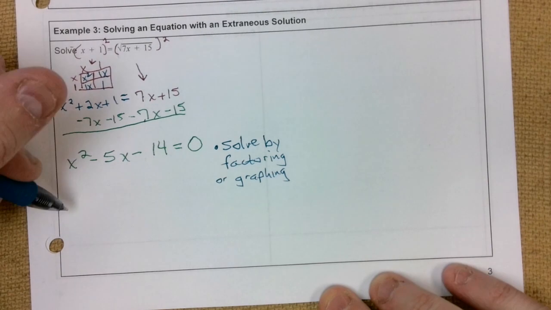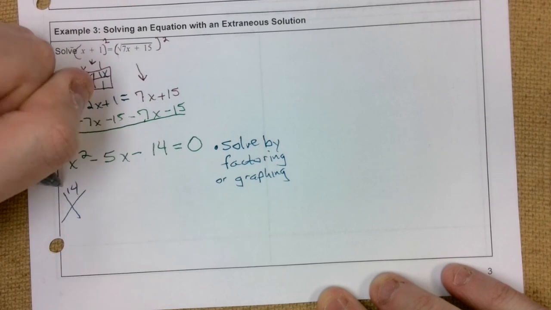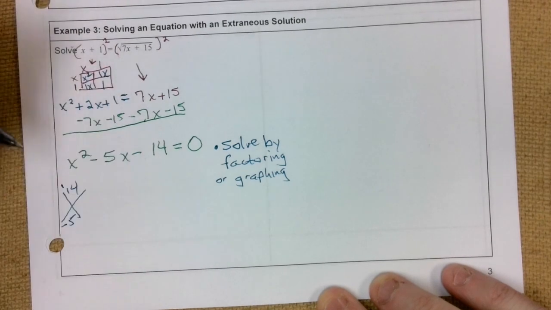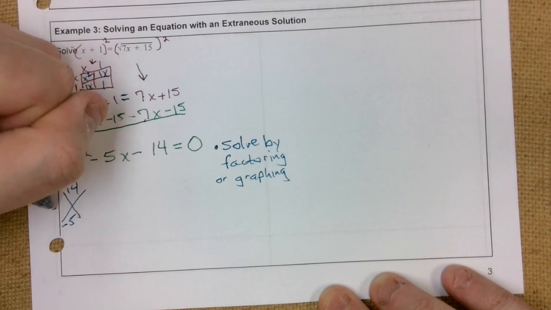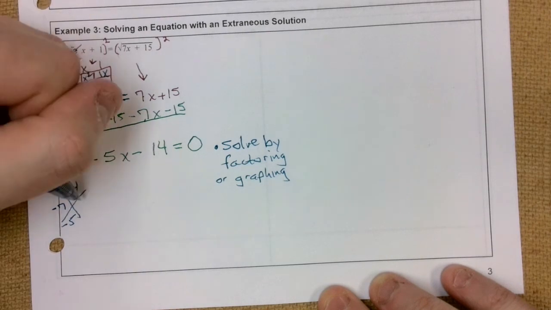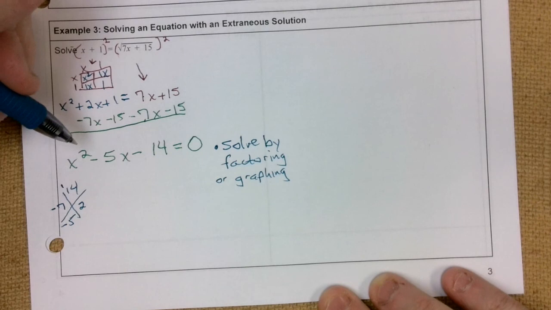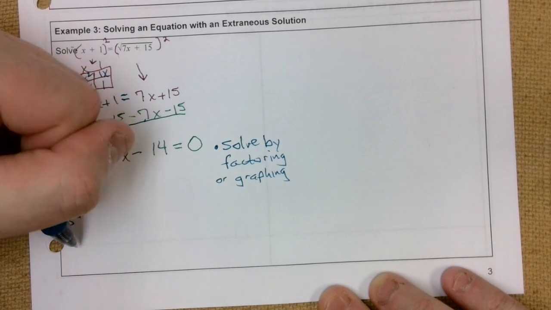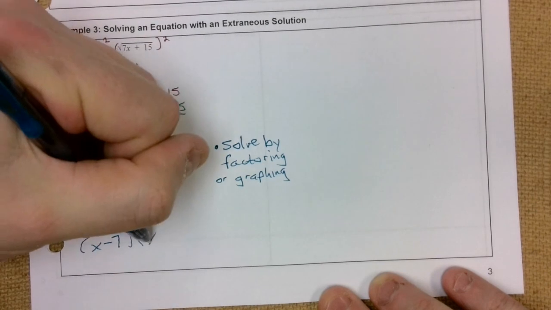So factor x squared, I got to put a negative 14 up there. I got to put a negative 5 down there. Two numbers that multiply to get negative 14 and add up to get negative 5 are negative 7 and 2. So that means that this is going to factor into x minus 7 and x plus 2, and that equals 0.